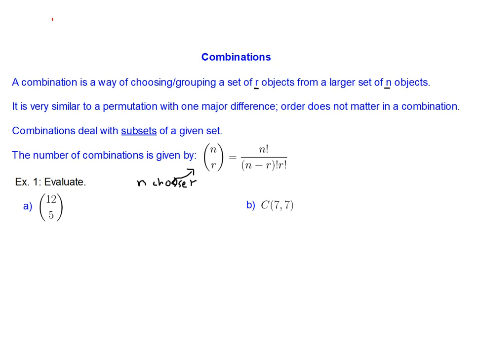The other way we can write this, and you'll see it written in a bunch of different ways, some books might write it as C bracket n comma R, very similar to the permutation notation. Or you may even see it written with a subscript n, capital C, and a subscript R. All three of these mean n choose R.